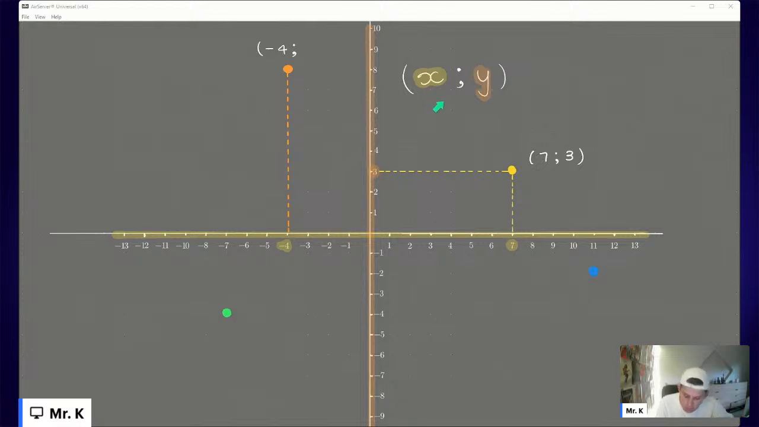Then to find the y value, I need to line my dot up with the y-axis. Grade 7. Right? We know that the y-axis is this orange vertical number line. So I then connect it to the y-axis. And I can see that my dot sits at a height of positive 8.